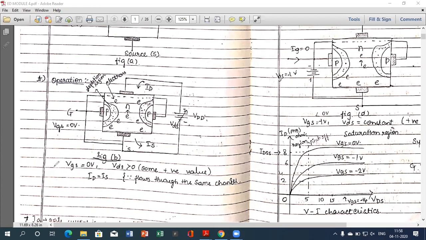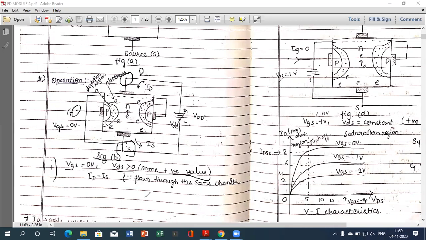The first condition we have taken here: keep VGS equal to 0 volts and VDS greater than 0. Greater than 0 means we have to apply some positive voltage. Now look at this diagram. We call this the gate terminal, this the source terminal, and this the drain terminal. The condition needed is to keep VGS at 0 volts and make VDS greater than 0.